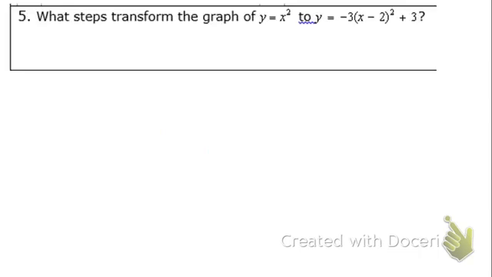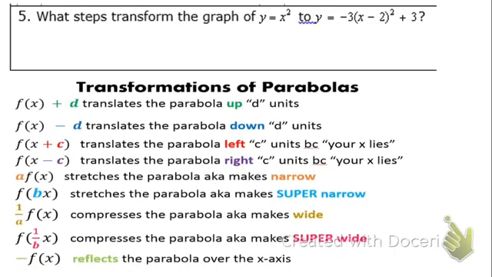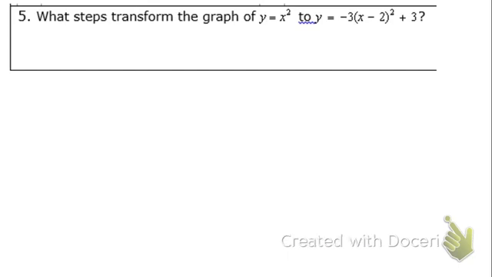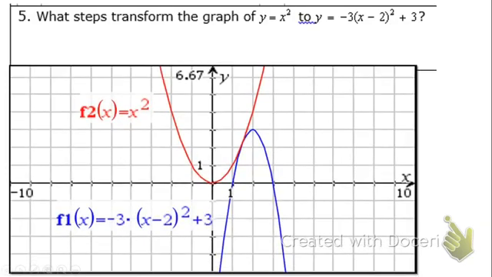Alright, number 5. What steps transform the graph of y equals x squared to y equals this equation? Okay, so again, this brings up these rules. If you don't know this, then plan B is to graph both of them. Okay, you should be able to graph both of them. So as you can see, the red parabola, which is our parent function, is now upside down. So you're supposed to know that this negative sign right here causes a reflection.